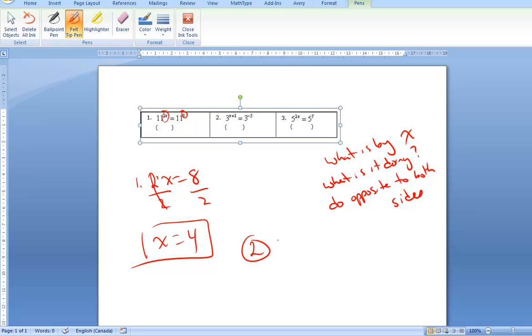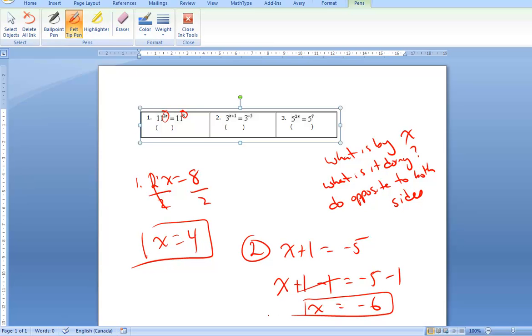Question number 2. The bases are the same, so the powers have to be the same. So we've got x plus 1 equals negative 5. So what's by the x? There's a 1. What's it doing? It's adding. So what's the opposite? We need to subtract 1 from both sides. So we've got x plus 1, I take away 1, equals negative 5, I take away 1. 1 minus 1, think of them as gone, it's 0. So x equals negative 5 minus 1. I lost $5, I lost another $1, I lost $6. Or use your calculator if you need to.